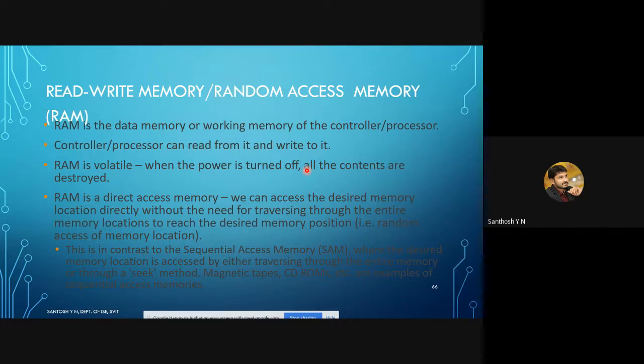This is in contrast to the sequential access memory, that is SAM, where the desired memory location is accessed either by traversing through the entire memory or through a seek method. Magnetic tapes and CD-ROMs are the best examples of sequential access memories.